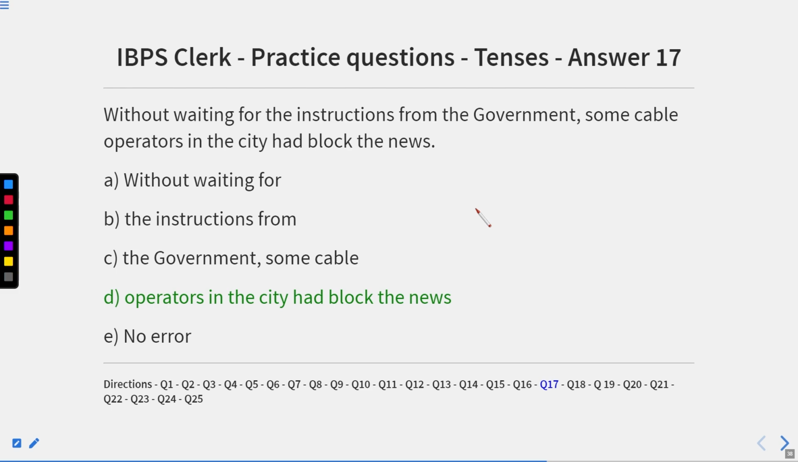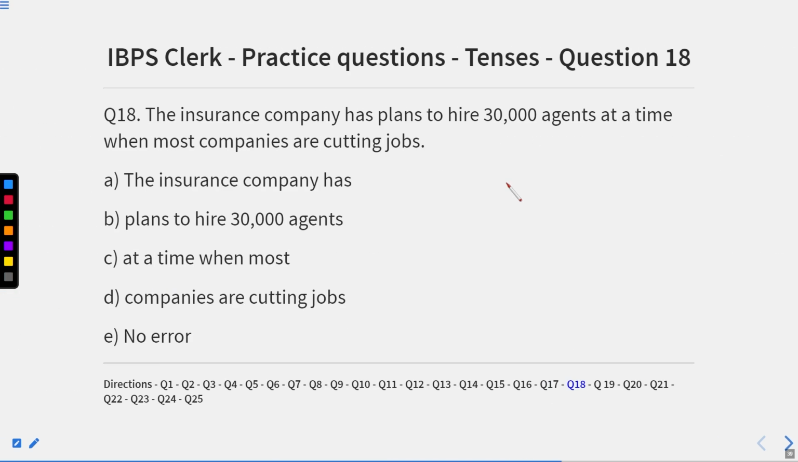Now let us move to the next one. So now this is question number 18. The insurance company has plans to hire 30,000 agents at a time when most companies are cutting jobs. Now this is very, very simple. It is written the insurance company has plans. Now either it possesses the plans, but here we're not talking about possession of the plans. They are planning. What are they planning? To hire 30,000 agents. It means this they have to do. So this is actually the planning that they are doing.